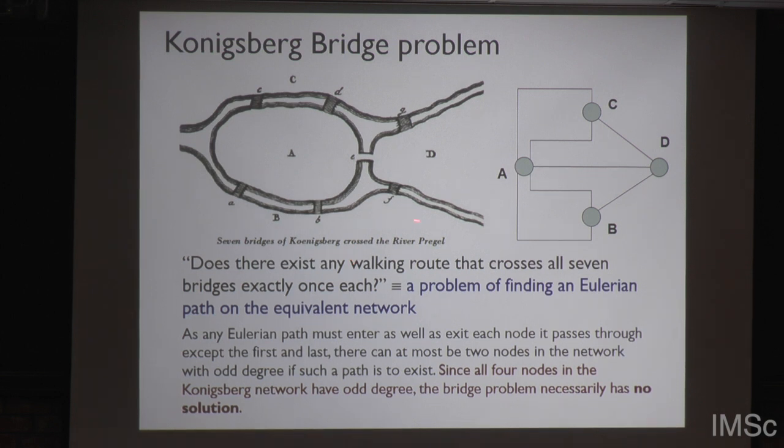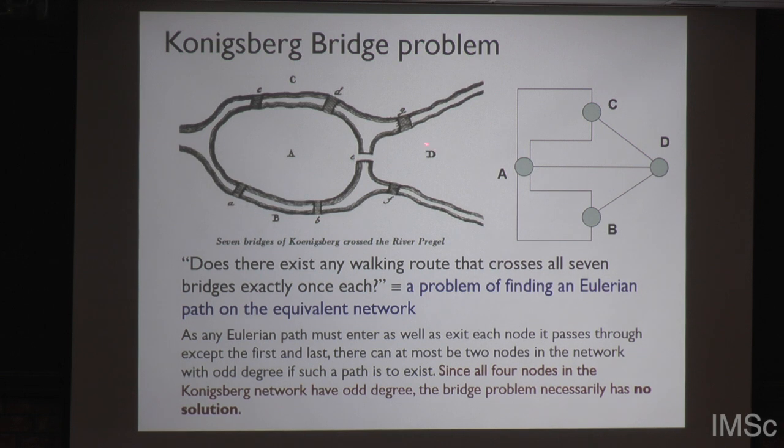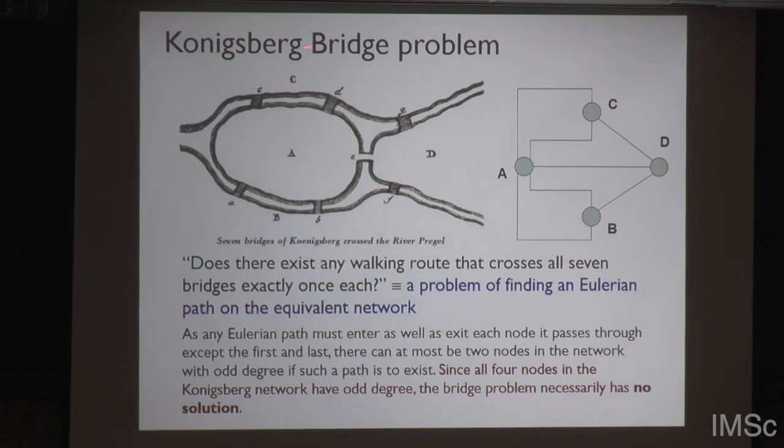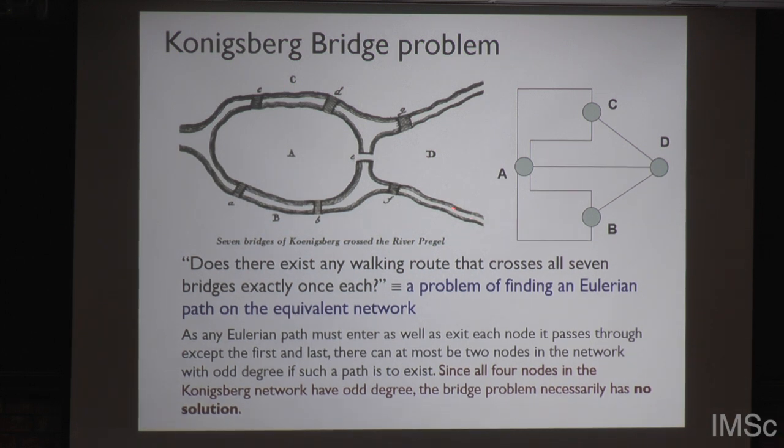So you can have a much more abstract representation where you say that these land masses which the bridges connect, namely capital A, capital B, capital C and capital D, correspond to nodes of a network, and the bridges correspond to the edges connecting these nodes. Now, the question of whether there exists any walk that crosses all 7 bridges exactly once translates to a problem of finding an Eulerian path on this network.